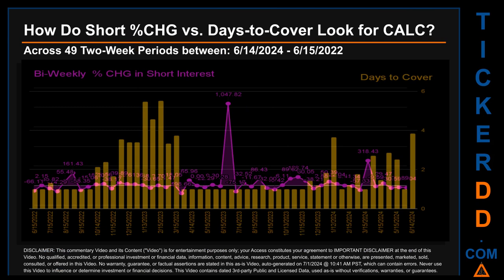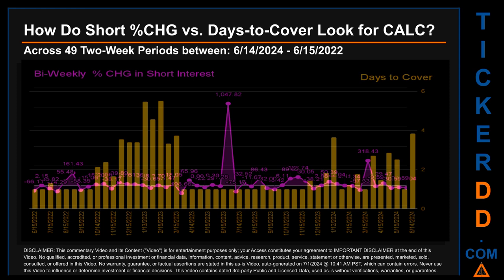Zooming out, I looked across 49 2-week snapshots, from latest found, June 14, 2024, to oldest found, June 15, 2022. In the graph, I overlaid bi-weekly percentage change in short interest against days to cover. Across these 49 2-week snapshots, the average percentage change of short interest was about 29.93%.